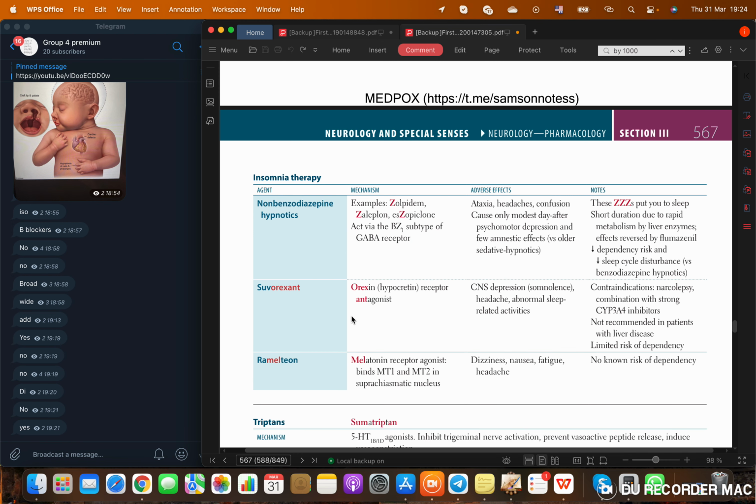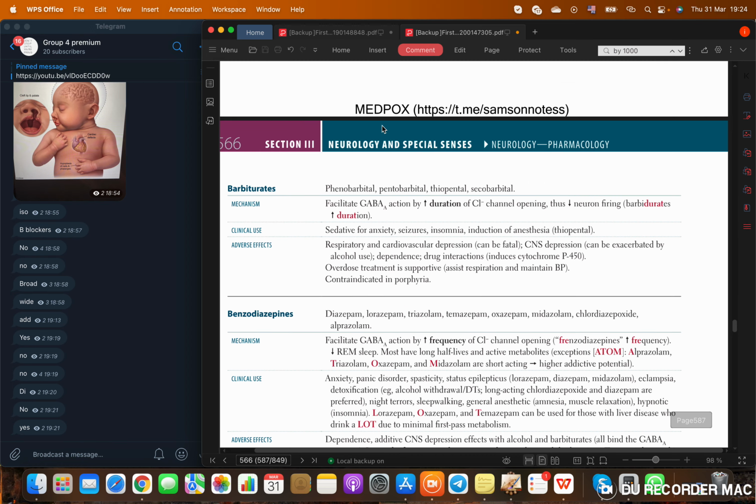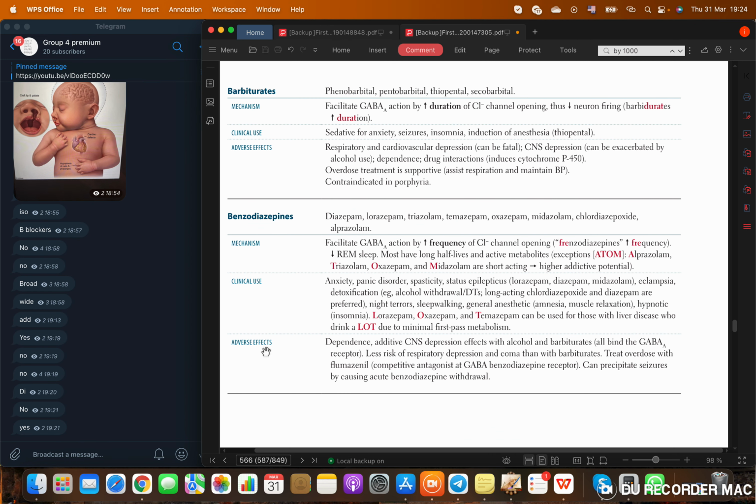Let's see. Insomnia therapy. How to deal with insomnia. For insomnia, there are multiple ways to deal with it, starting with non-benzo hypnotics. Well, that's what you should start with. Why? Because as a GP, as an internal medicine specialist, you are allowed to prescribe these without a lot of control. With the other medications, you are still allowed to prescribe benzos, but you are not allowed to prescribe barbiturates.